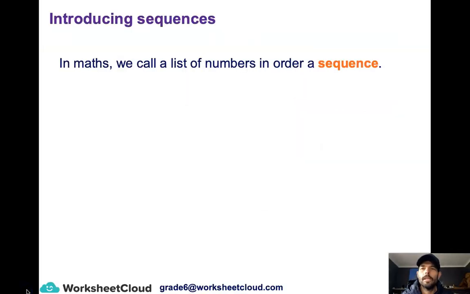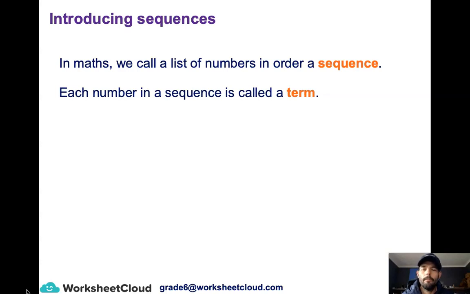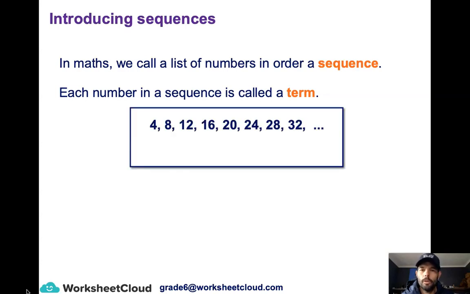Okay, so let's have a look at sequences. In maths, we call a list of numbers in order a sequence. Each number in a sequence is called a term. Here you have a sequence of the multiples of 4, so the 4 times table. So obviously 4, 8, 12, 16, all the way to 32.